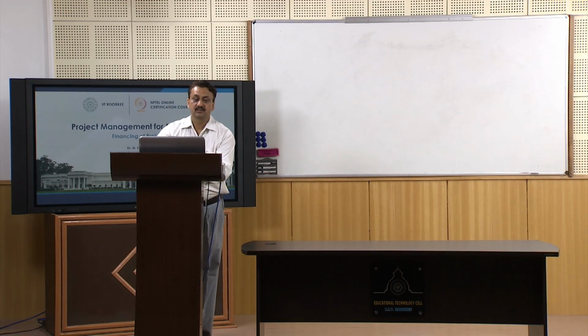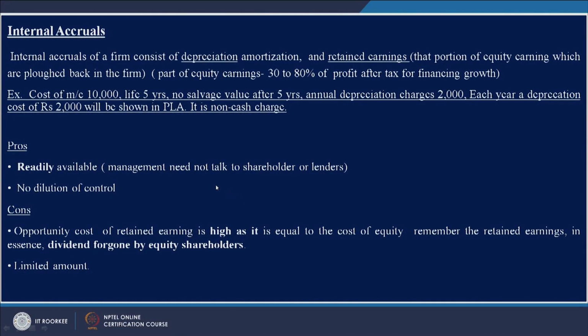So, let us look at what internal accruals are. Internal accruals are of two types. The first is depreciation and amortization, and the second is retained earnings. Retained earnings are nothing but the revenue foregone by shareholders. It is basically the dividend part which shareholders have foregone, right, or have retained with the company. And this retained earning can be 30 to 80%, right.